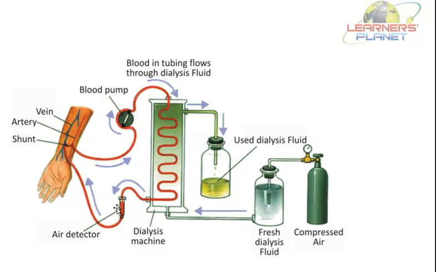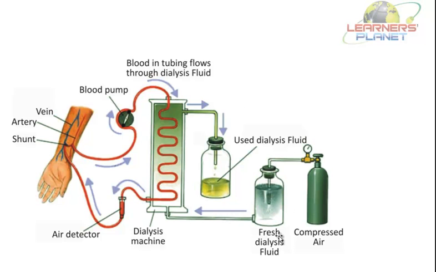Here the blood pumps, and here is the air detector, which detects that this hole should not be filled up totally with blood. There should be some space. Then here is the blood pump, which shows at what rate the blood is pumping. After that, blood in the tubing flows through dialysis fluid, which passes out as used dialysis fluid. In this way it is excreted. So this is the dialysis machine by which the removal of waste products takes place.